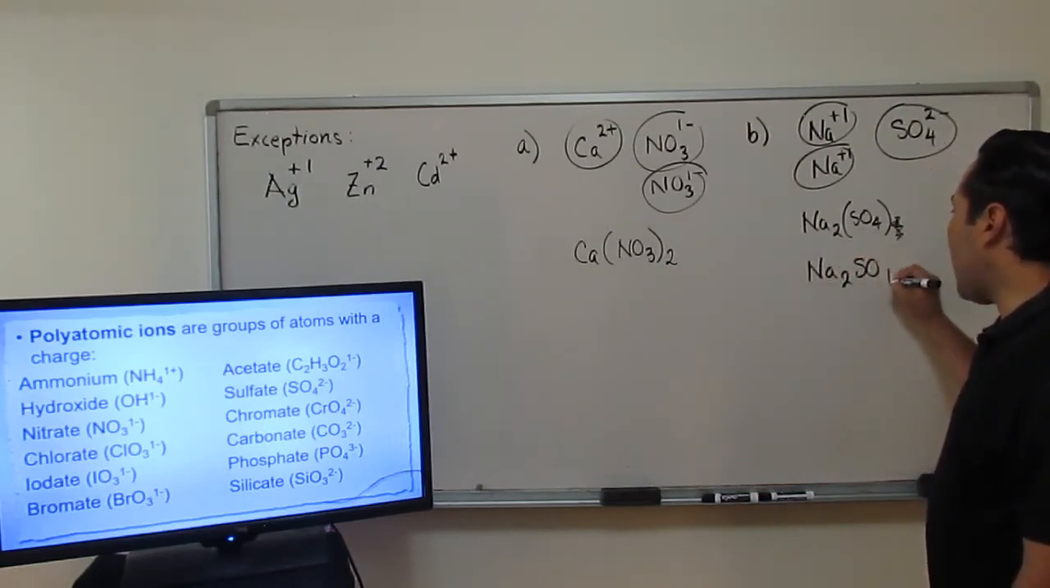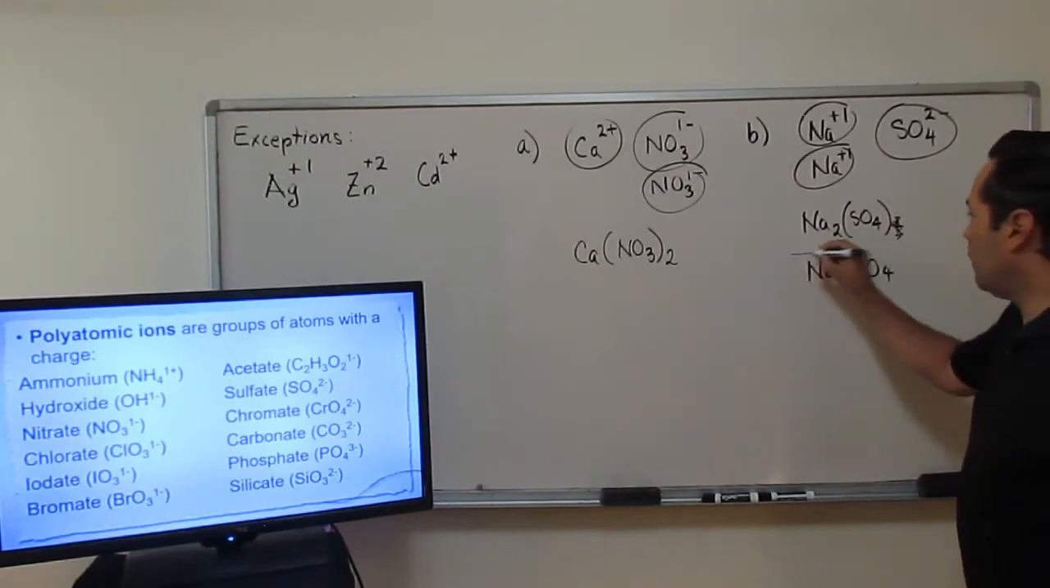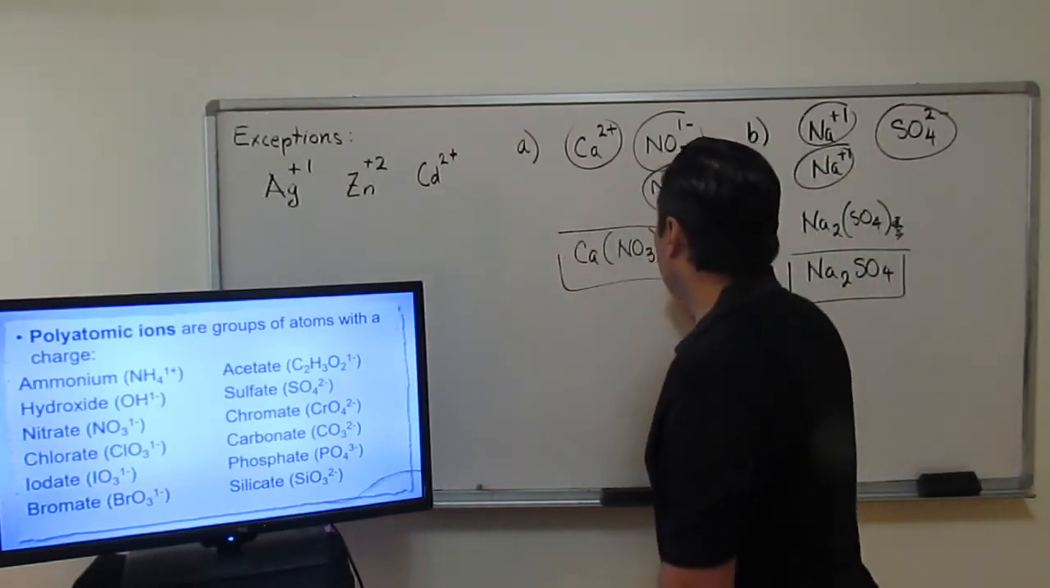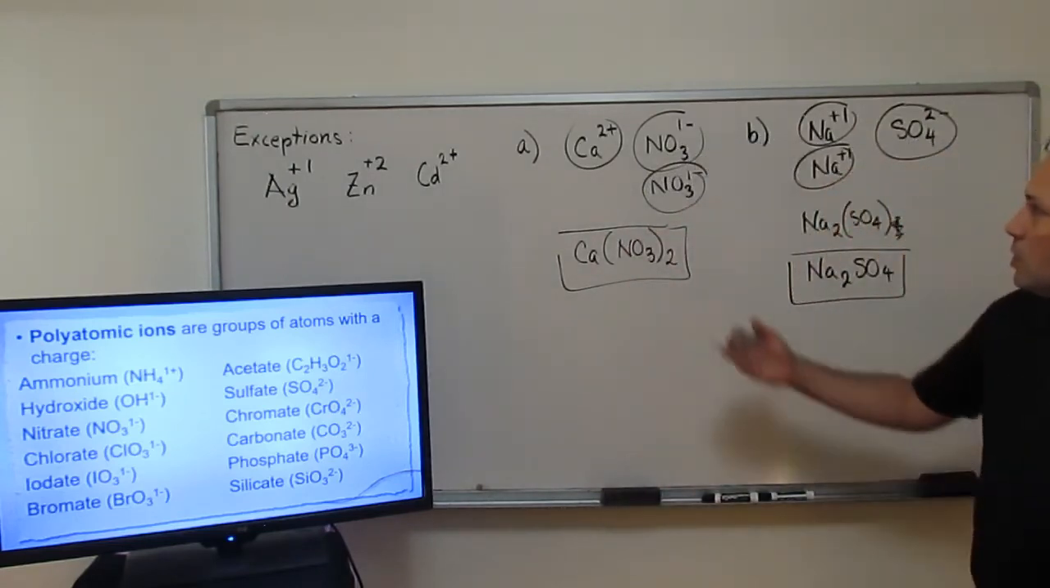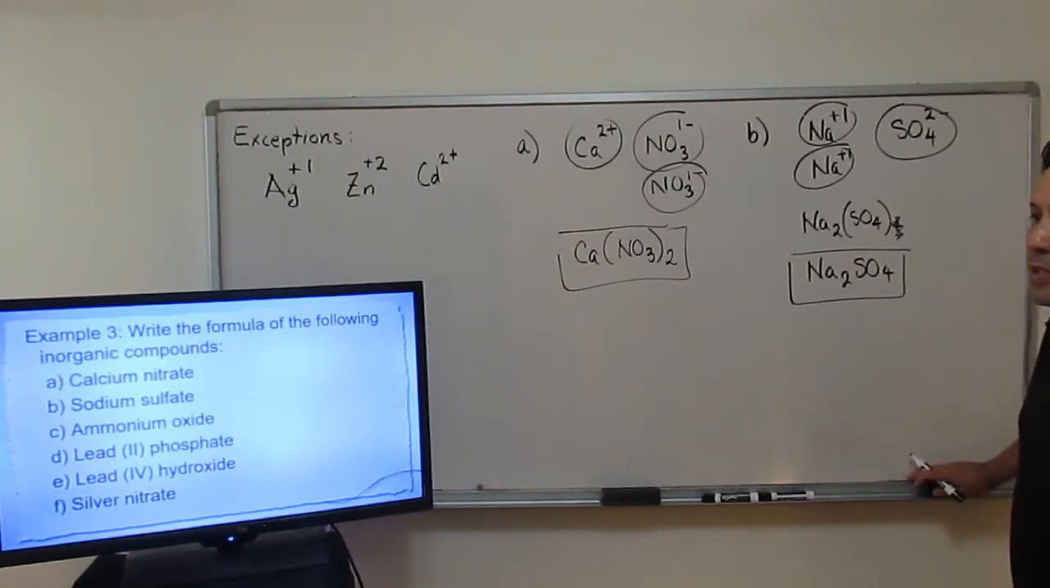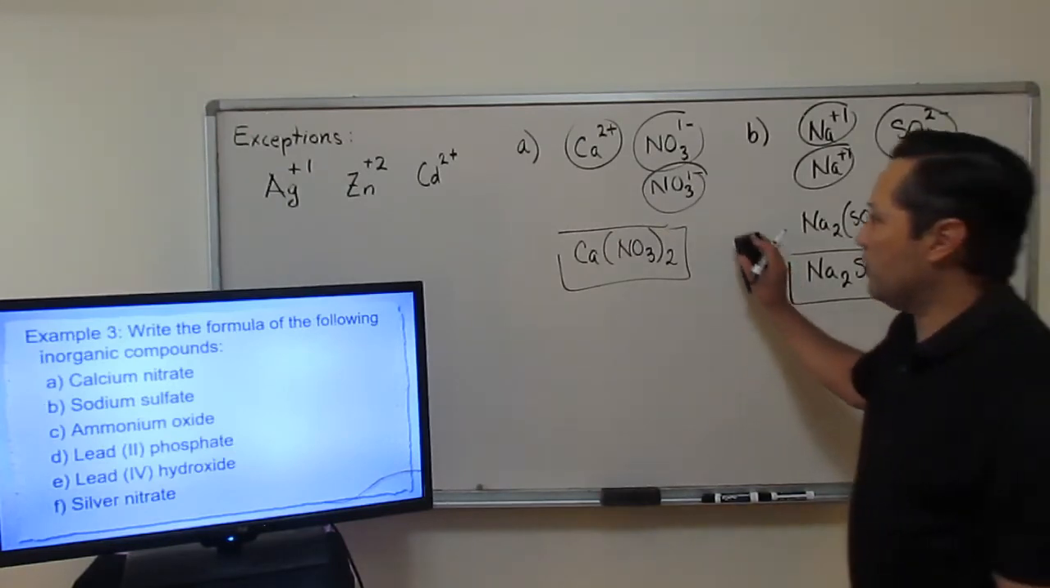So this will be the actual formula for how it's written for sodium sulfate, and this one, calcium nitrate. So this is the answer for A and B. Alright, let's go ahead and move along to C. In C you have ammonium hydroxide.